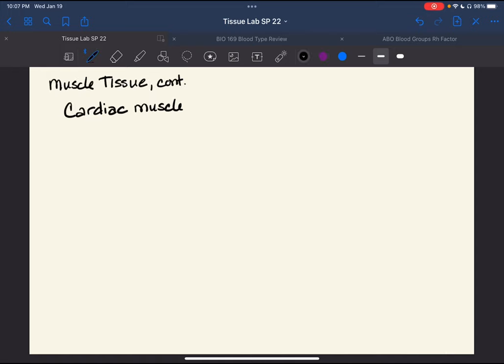Our second type of muscle tissue we're going to talk about is cardiac muscle, which is heart muscle. It's the only place it's found in the body, excuse me. And we've said already a couple of the features of it. It is involuntary.